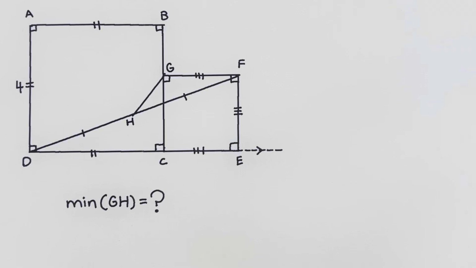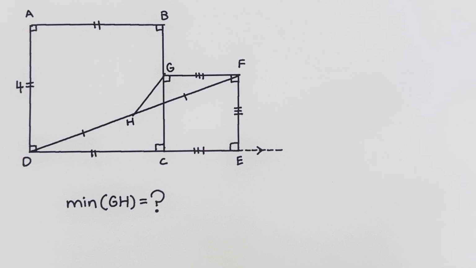In this problem, we're given that ABCD is a square with side length of 4. E is a moving point, and the square ECGF. Connect DF. H is a point on DF such that DH equals to FH. What is the minimum value of GH?